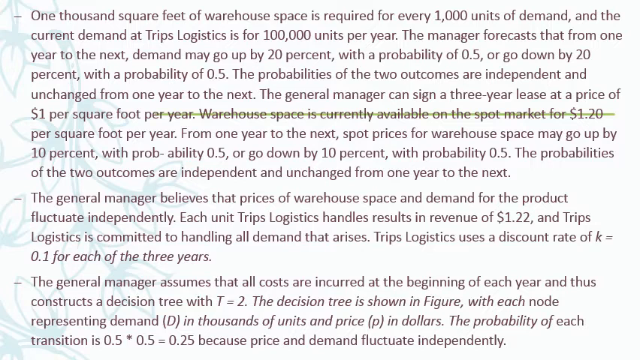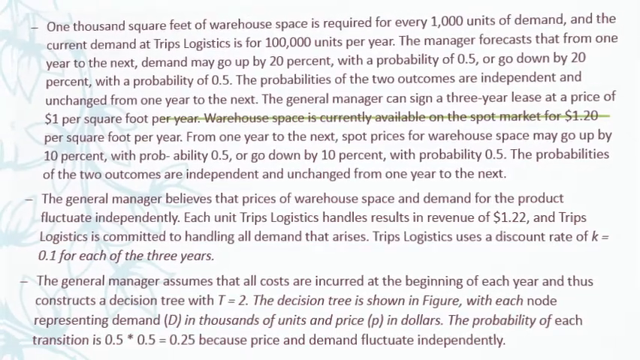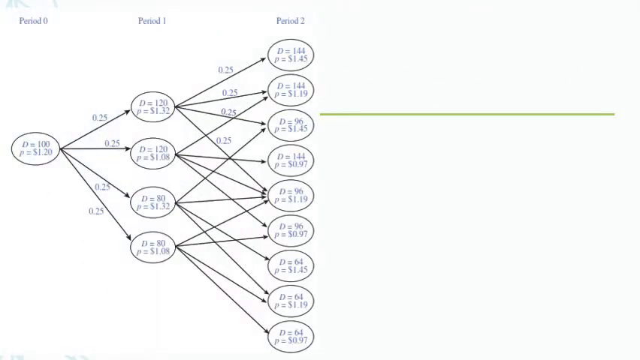The decision tree has already been given in this problem. What you need to do is solve it. So this is how the decision tree occurs. We will start with period 0. The demand is the current demand, 100 into 1000. For every demand you have to multiply it by 1000, so it is 100,000. And the price is $1.2 per unit.